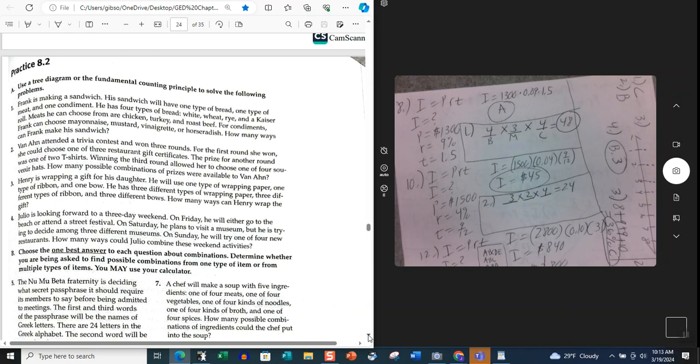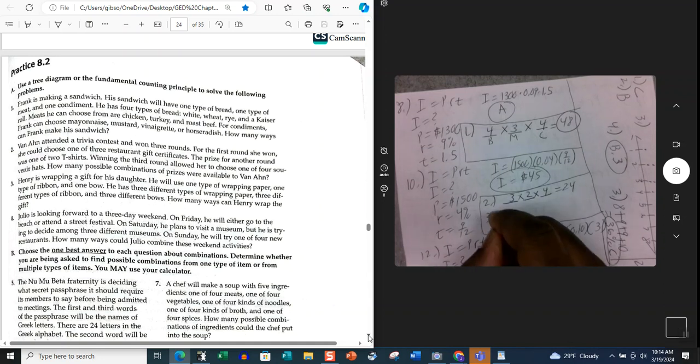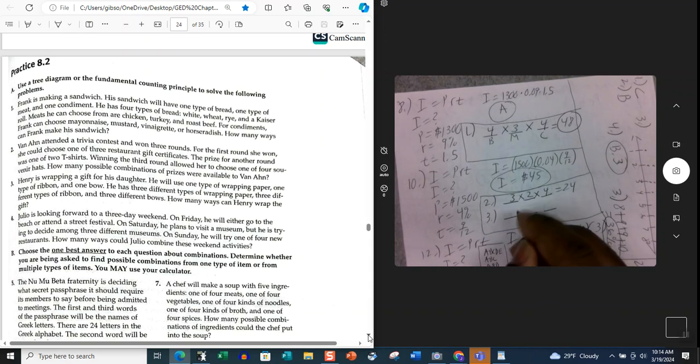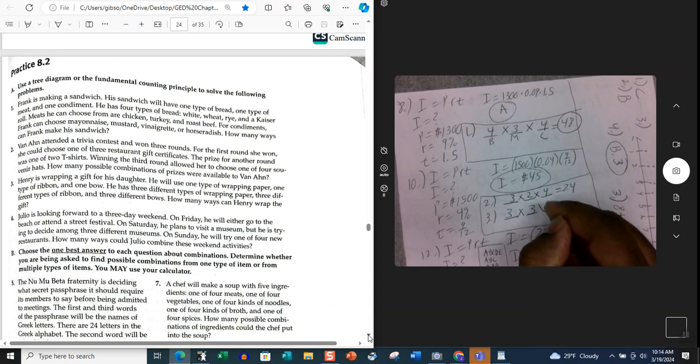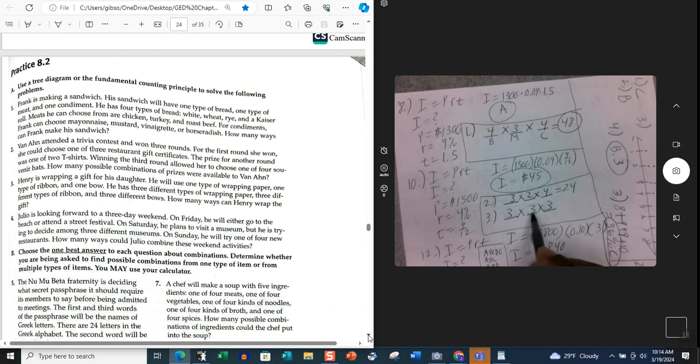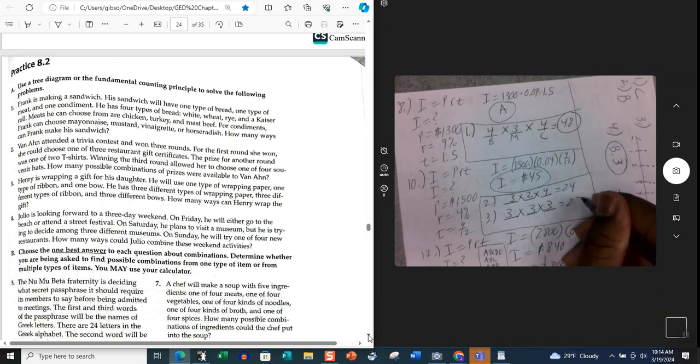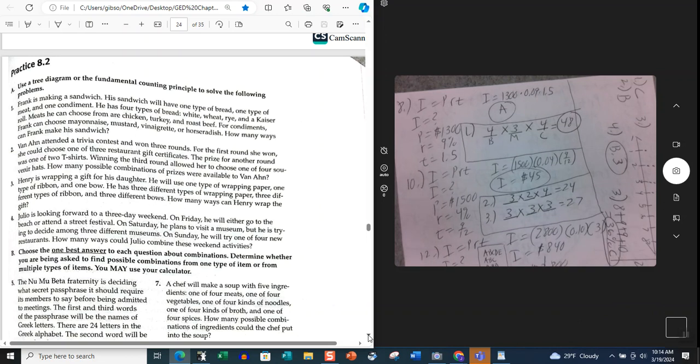He will use one type of wrapping paper, one type of ribbon, and one bow. He has 3 different types of wrapping paper, 3 different types of ribbon, and 3 different bows. So basically for number 3, there are 3 different things here, and all of them have 3 each. It'd be 3 times 3 times 3, which is 27. So those are all the combinations that can be done as far as wrapping those gifts.